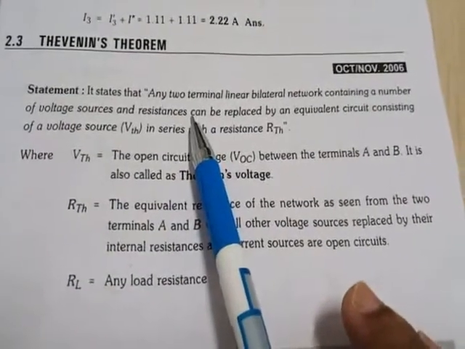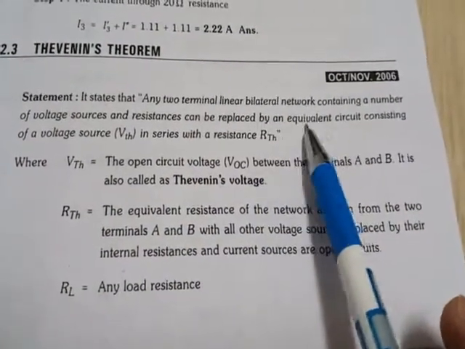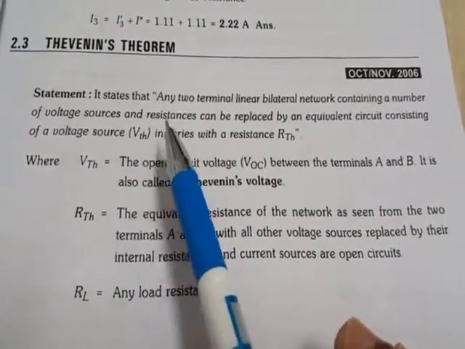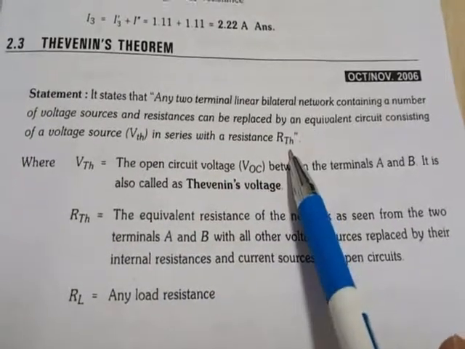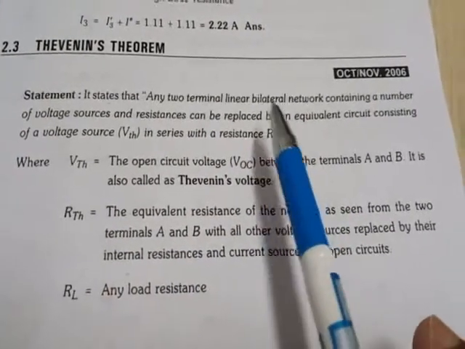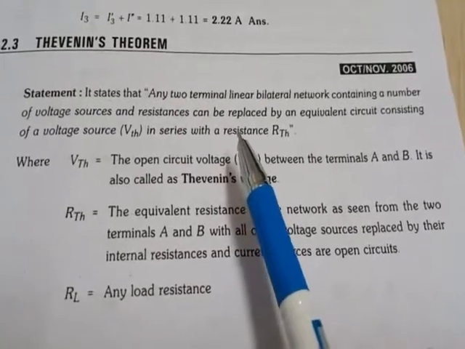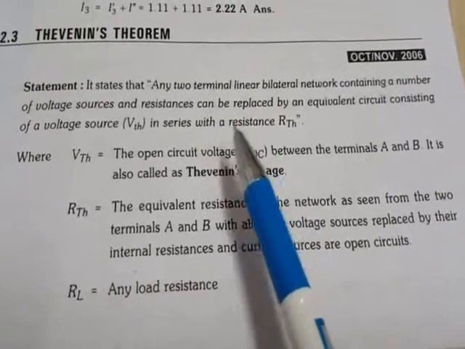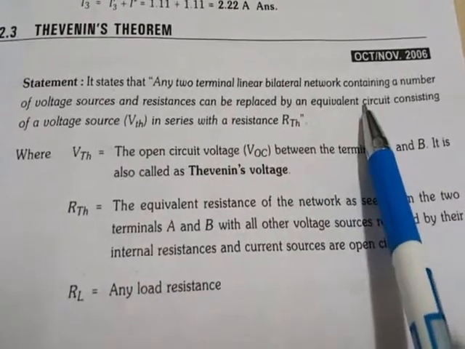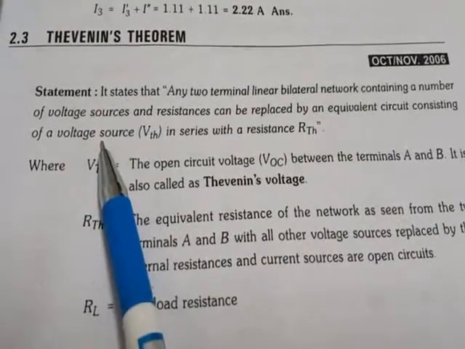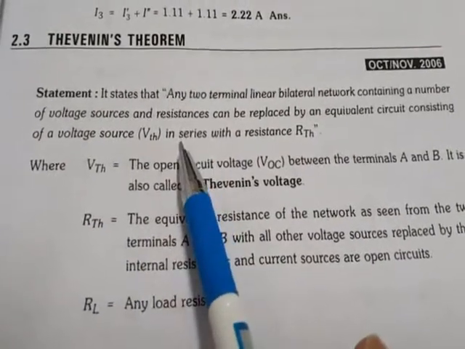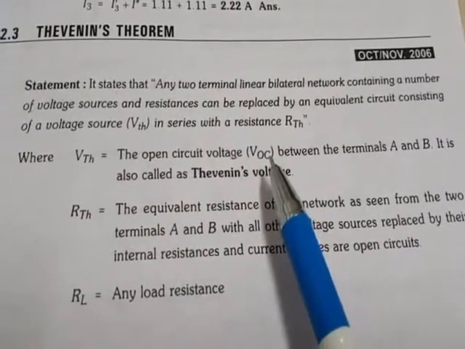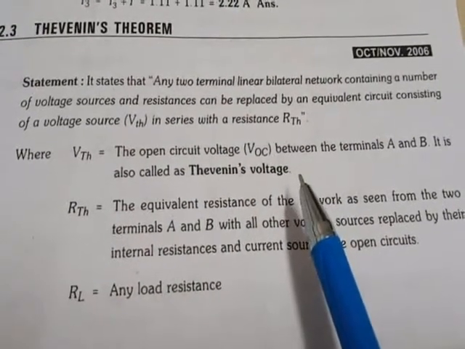and resistances can be replaced by an equivalent circuit consisting of a voltage source, which is called V Thevenin, in series with a resistance called R Thevenin. So this means that any circuit having some voltage sources and resistances, we have to resolve that circuit into an equivalent circuit consisting of a voltage source called V Thevenin connected in series with a resistance called R Thevenin. This statement can be better understood by taking an example of a problem.